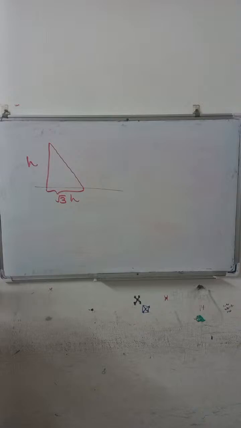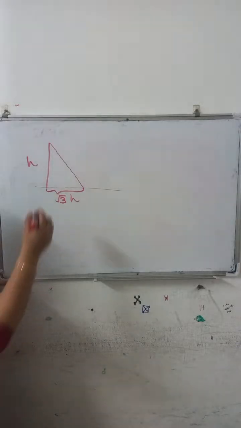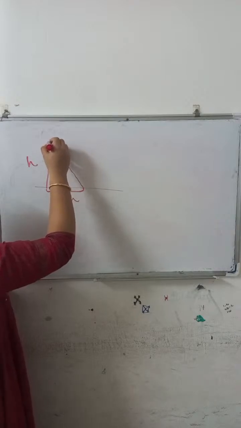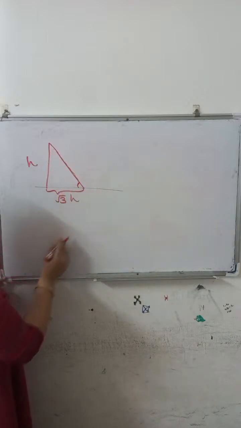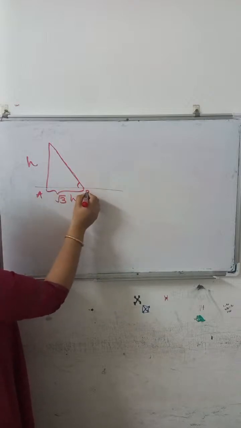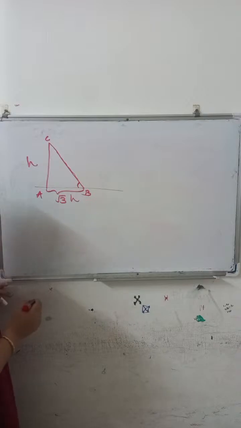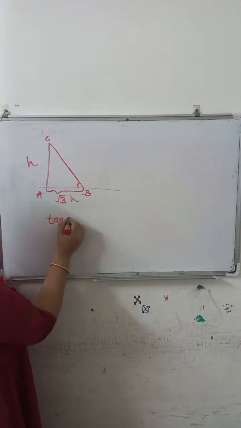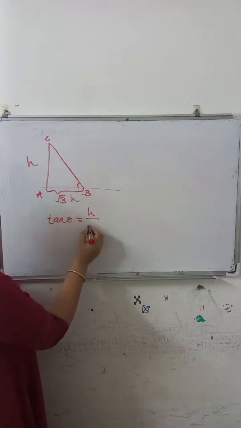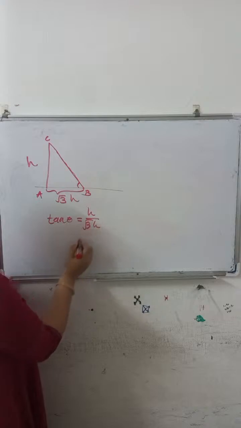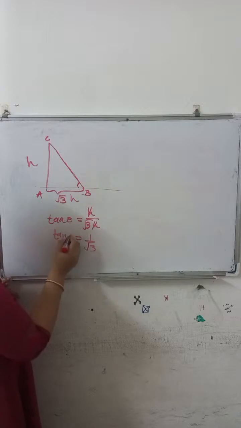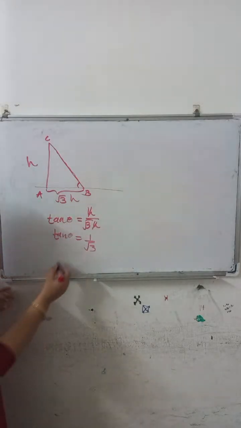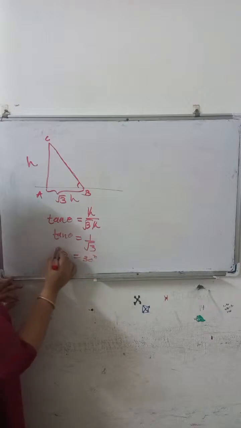This is the angle of elevation. Suppose I name the triangle ABC, and I want to find angle theta. I know the base and I know the height, so can I apply tan theta here? Tan theta is opposite by adjacent, that is h by root 3 times h. So h and h get cancelled, and I get 1 by root 3. Tan theta is 1 by root 3 when theta is equal to 30. That's it, this is the answer.